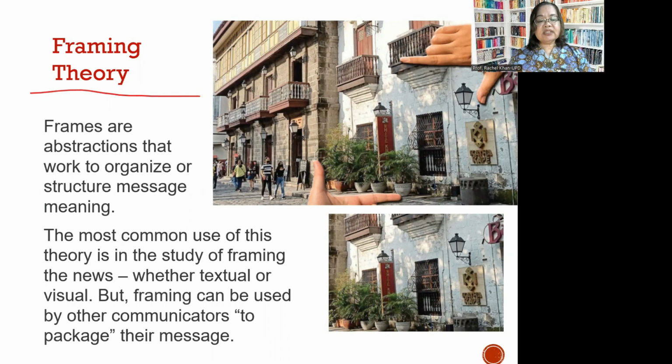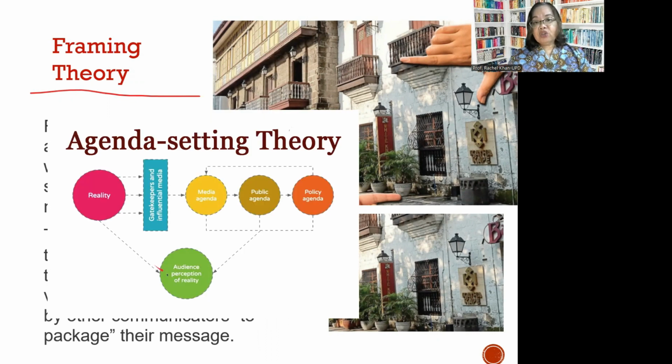Frames are abstractions that work to organize or structure message meaning. The most common use, as we had said, of this theory is the study of framing the news, whether textual or visual. But framing can also be used by other communicators to package their messages. Framing can influence the audience perception. That is why this theory is often used together with the agenda setting theory. You can check my other video on this theory.